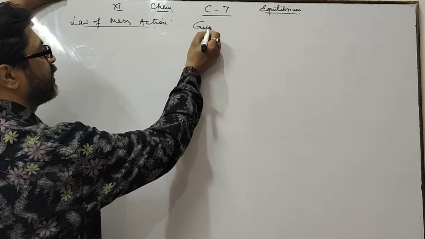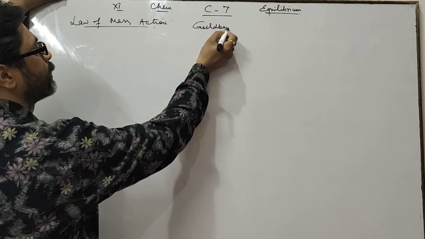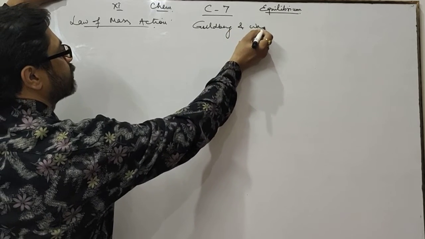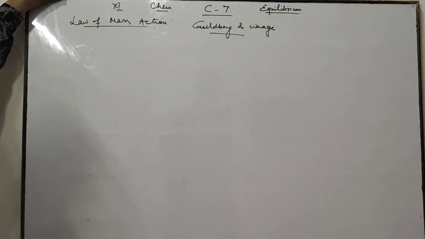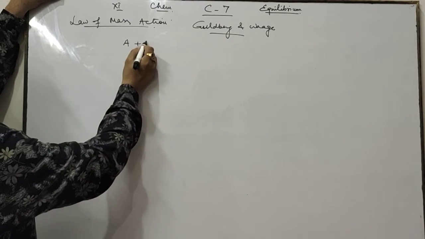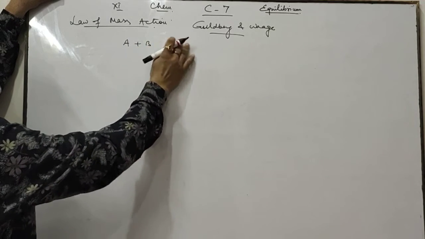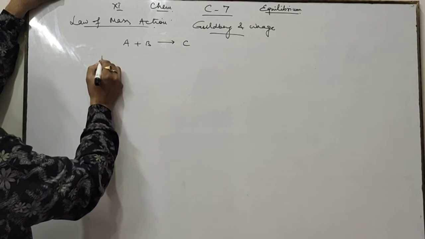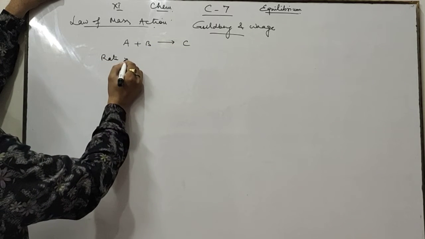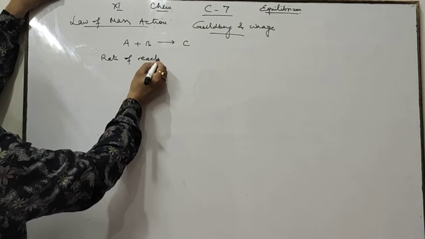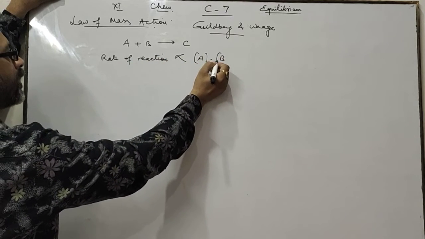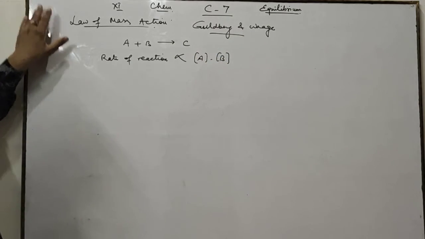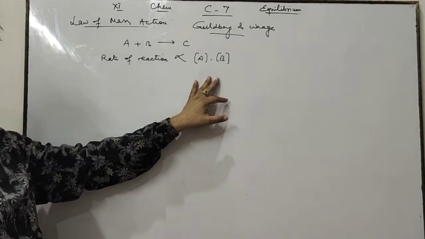Guldberg and Waage gave this law. According to this law, the rate of a chemical reaction is directly proportional to the product of active masses of its reactants.